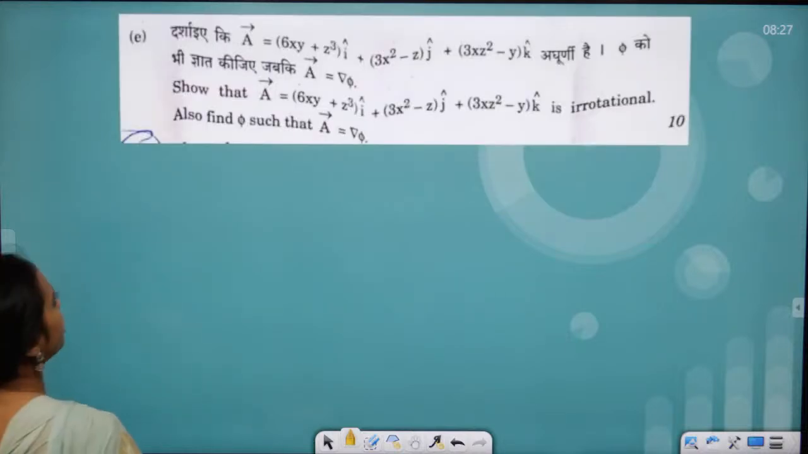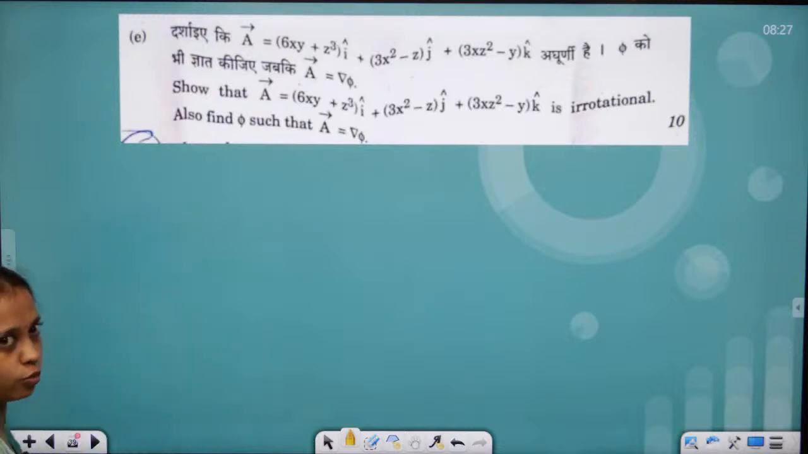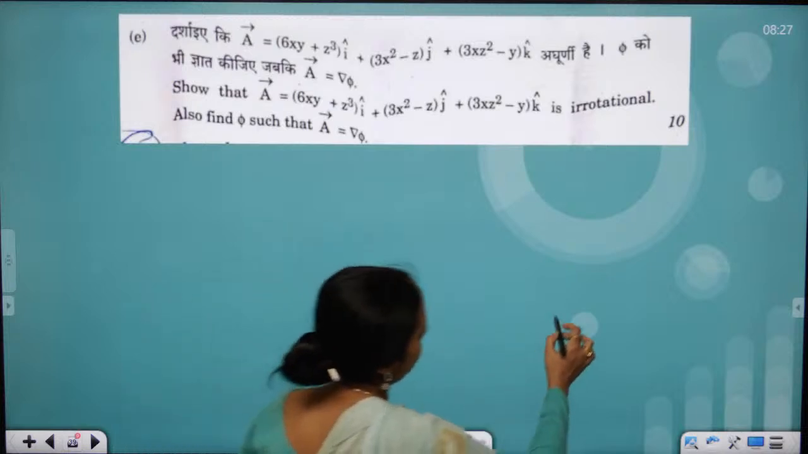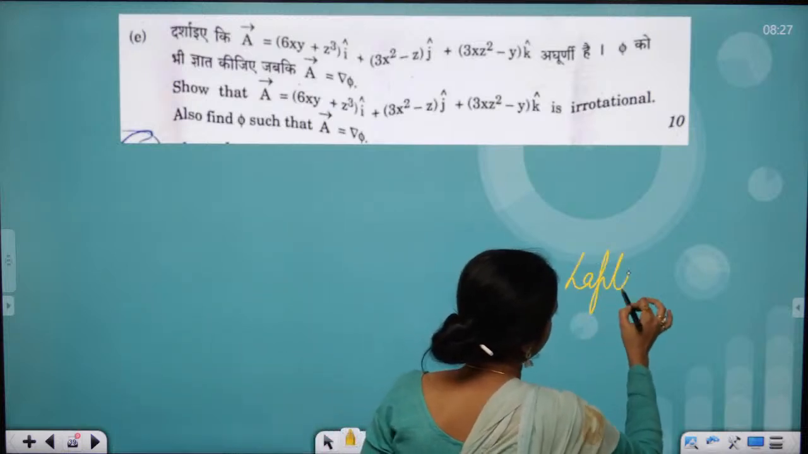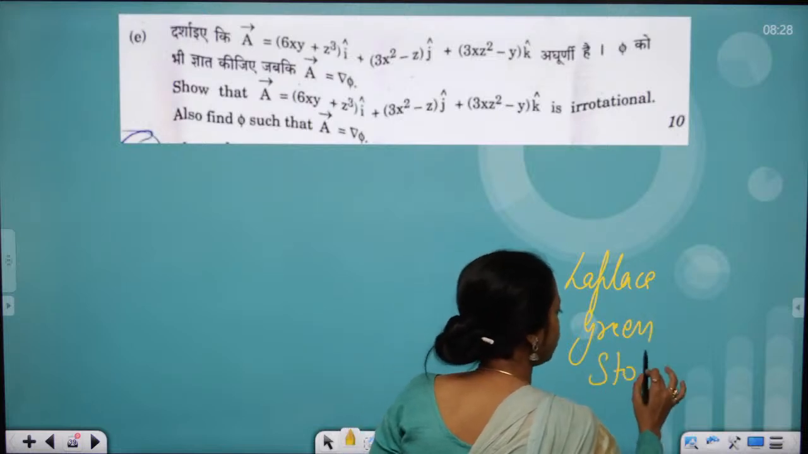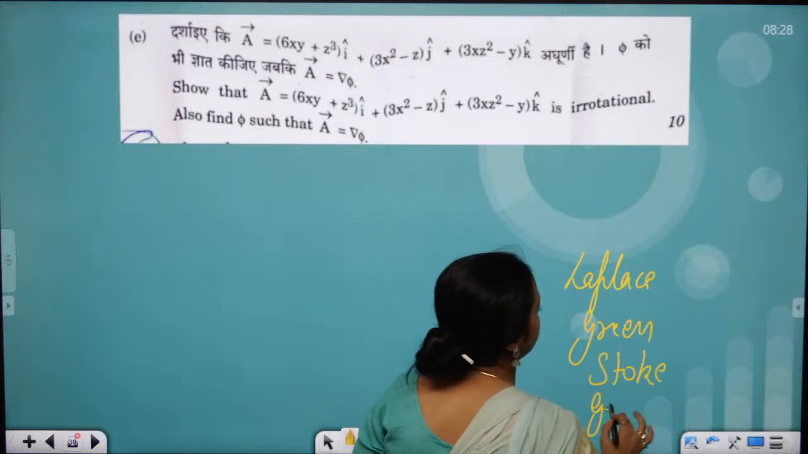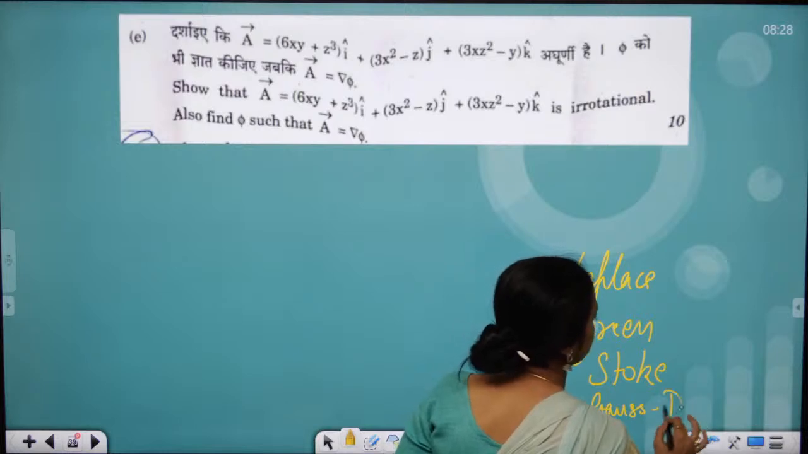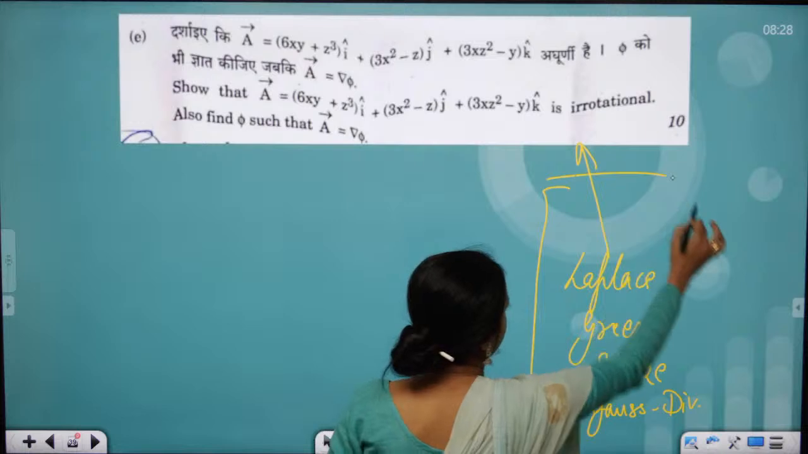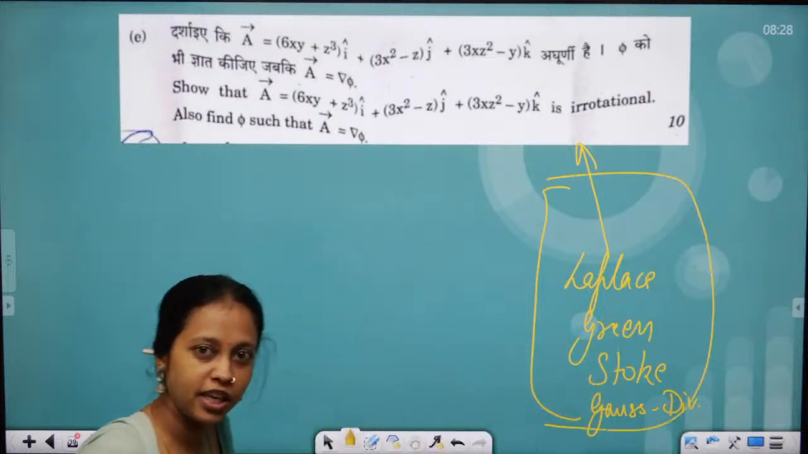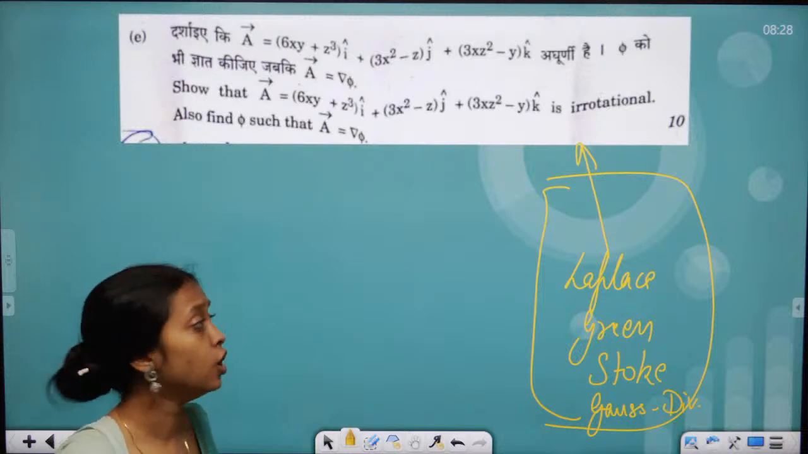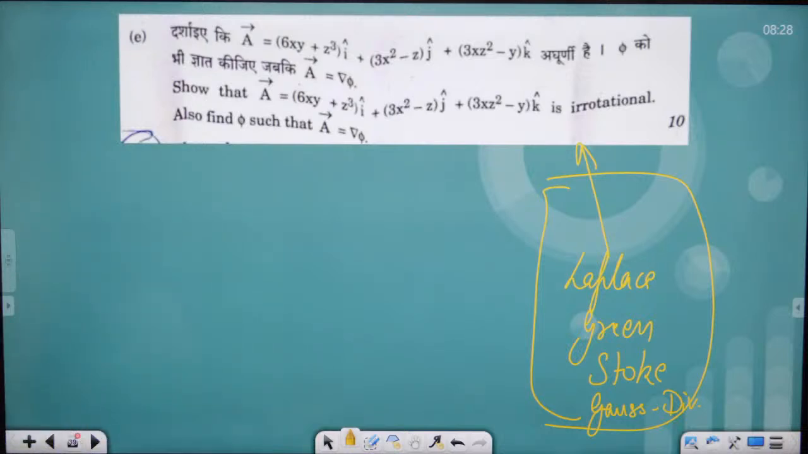I don't know how many times this kind of question was asked. Almost every time. So almost every time, Laplace, Green's theorem, Stokes theorem, and Gauss divergence theorem, and this question. In section B, these questions are attemptable, no problem at all. So what was the question?